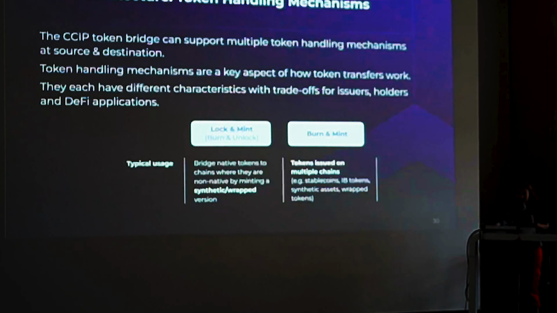Okay, this is the token handling mechanism that I told you before. It depends on the token, not on CCIP. CCIP is prepared for both models. So one model is you lock the token on one side and unlock or burn or mint on the other side. Or you burn on the first side and do the same on the other side, like burning one, minting the other.